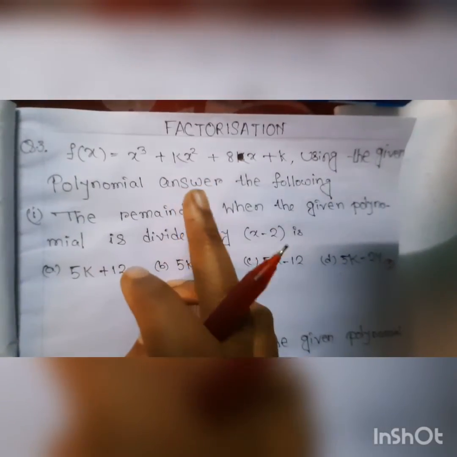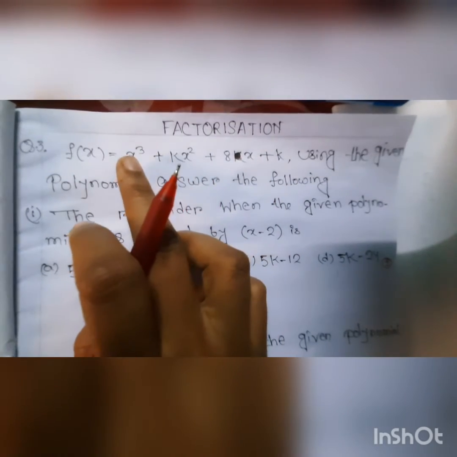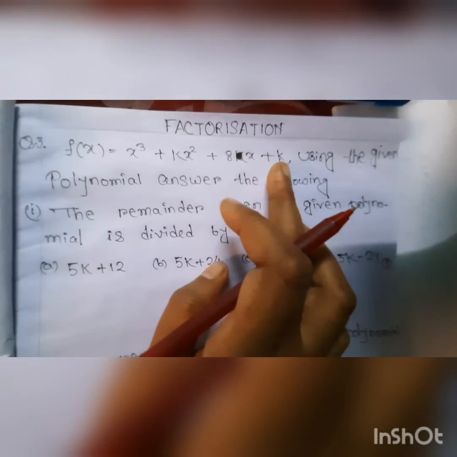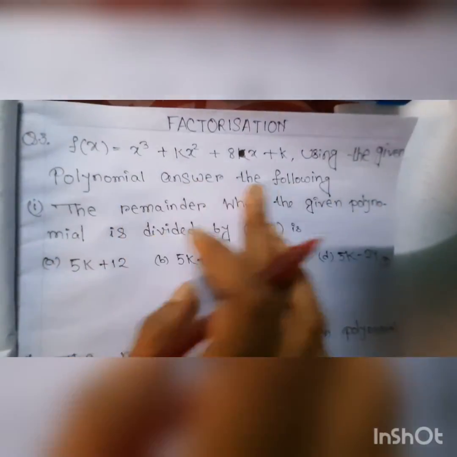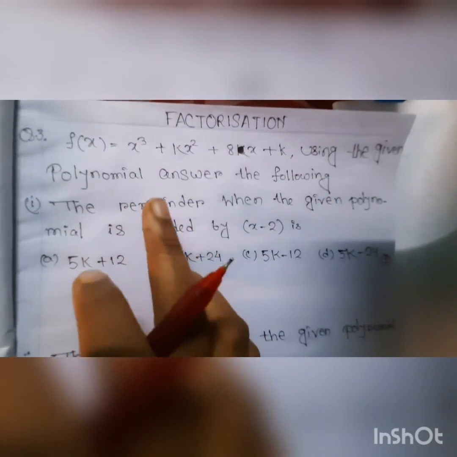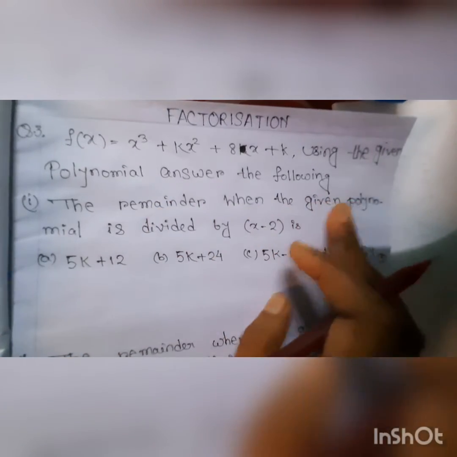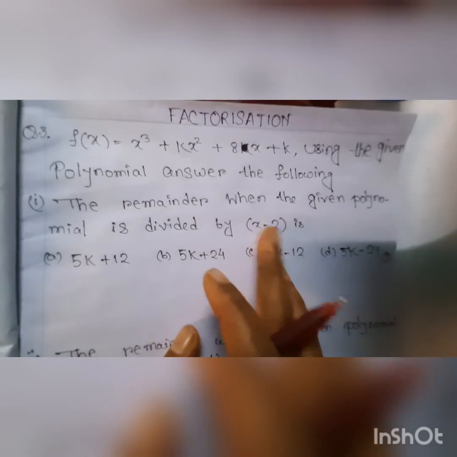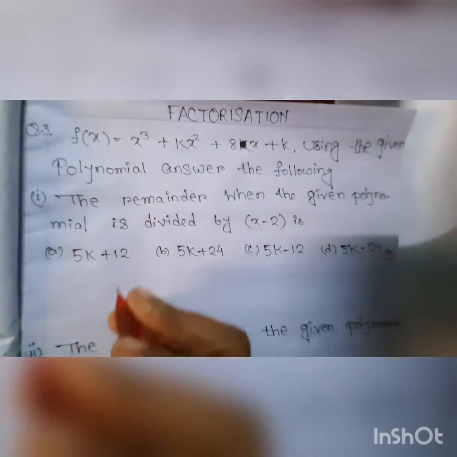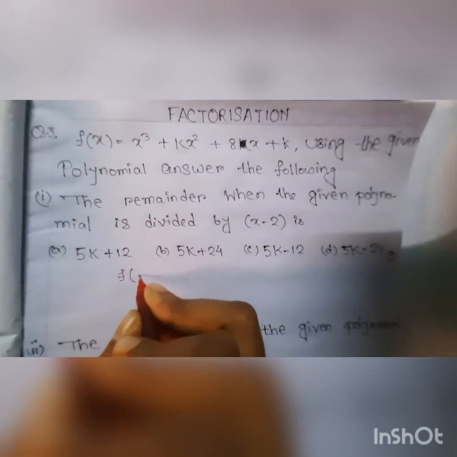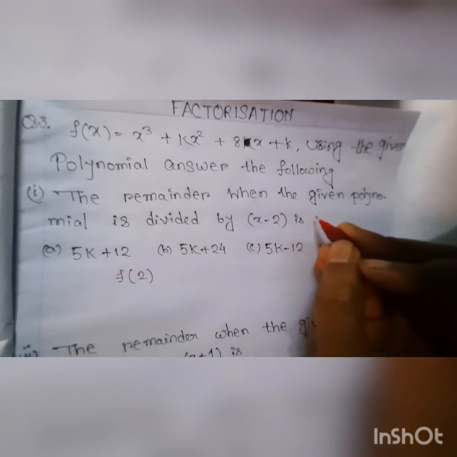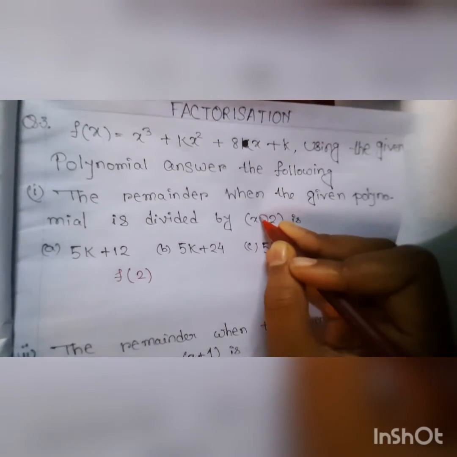Okay. Now we reach the third question, which is coming from factorization. Given that f(x) equal to x cube plus kx square plus 8x plus k. Using the given polynomial, answer the following. So you have to find the remainder when the polynomial is divided by x minus 2. And in this case, you have to put 2 in the given polynomial in place of x. So you have to find f(2), since this is x minus 2.